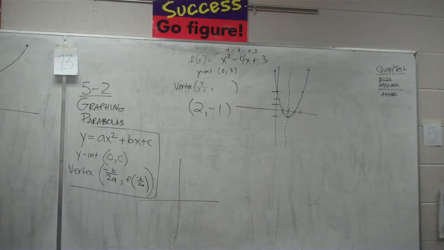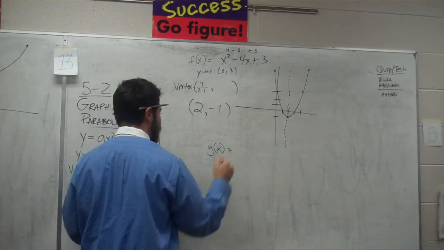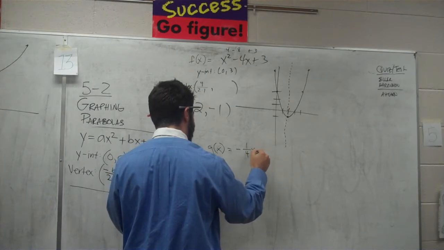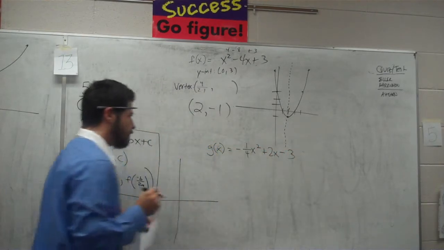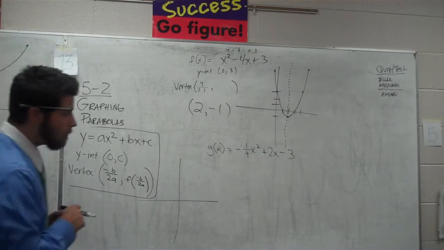Let's see if we have time for 2 more. That was f of x. Let's do g of x. G of x would be -1/4 x squared plus 2x minus 3. Your calculator is going to assist you.